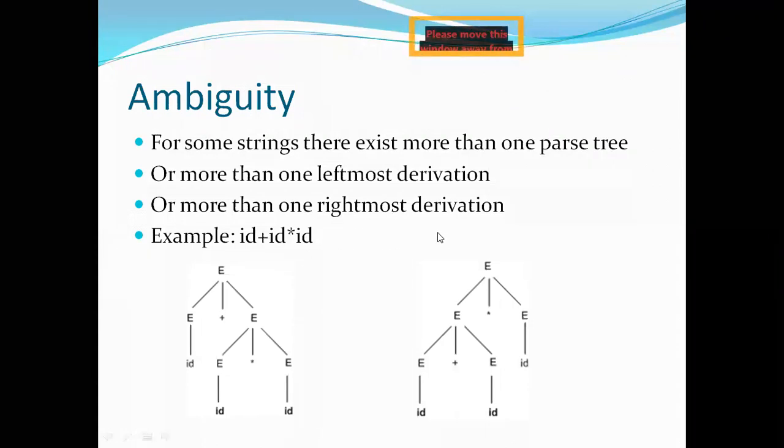ఇక్కడ grammar రాయలేదండి. grammar ఏంటంటే E produces E plus E, and E produces E star E, and E produces id.